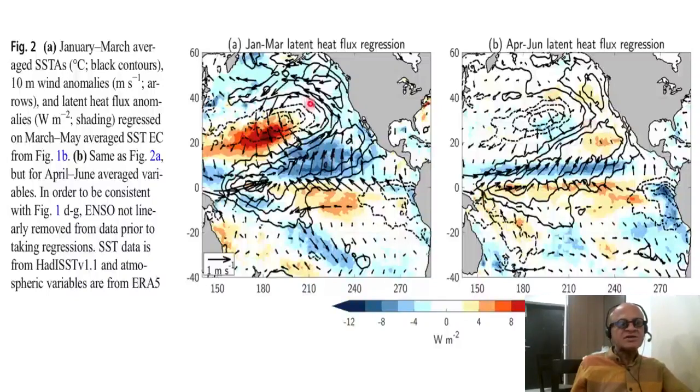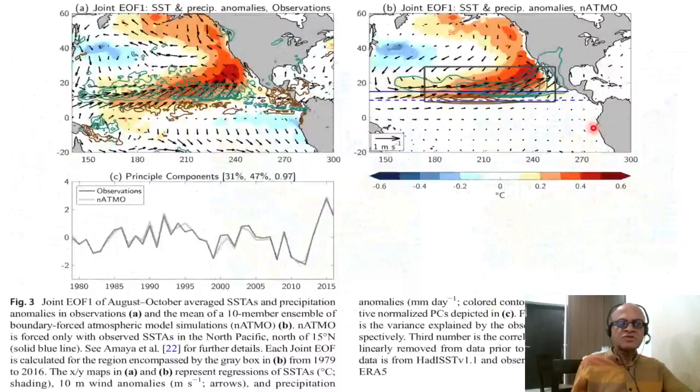So this is same as this, but for April to June averaged variables in order to be consistent, figure 1 to G, and so the trend is linearly removed from data prior to taking regressions. SST data is from HadISST, and atmospheric variables from reanalysis ERA5. So I'm not going into the details, but you can follow up on the climatological winds and the anomalies and the corresponding enhanced and reduced latent heat losses, which are very important in terms of persisting the initial forcing in the meridional mode and producing the life cycle.